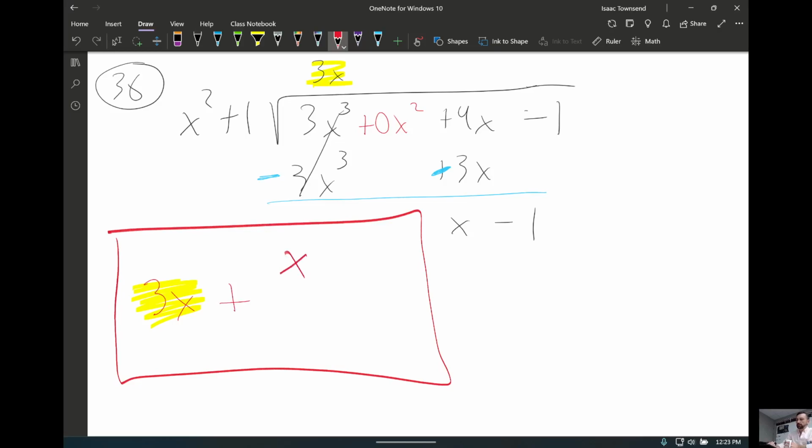plus the remainder. Remainder doesn't have to be just a number. Remainder's whatever's left over when you can't do the process anymore. Remainder over the divisor. 3x plus (x minus 1) over (x squared plus 1). And again, as much as you may enjoy synthetic division, you've got to be able to do long division for problems like this. Synthetic just not going to help you out.